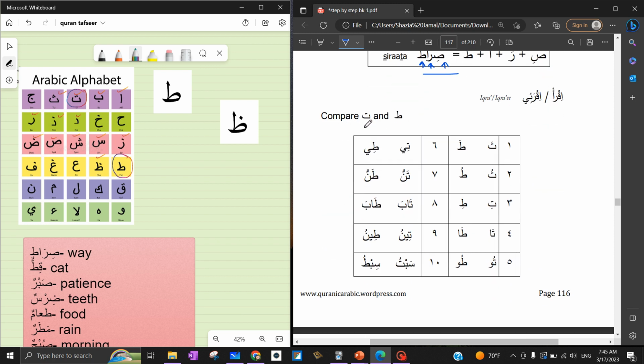So let's see, comparing ta and ta. Ta, ta. Tu, tu. Ti, ti. Ta, ta. Tu, tu. So that's the difference between the sounds in ta and ta. Ti, ti. Tannu, tannu. Taba, taba. Tinu, tinu. Sabtu, sibtu. My friends, don't be scared that the letters are very difficult to pronounce.